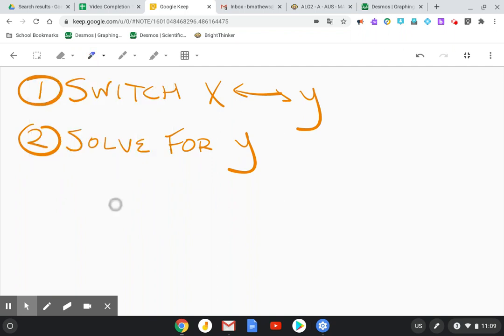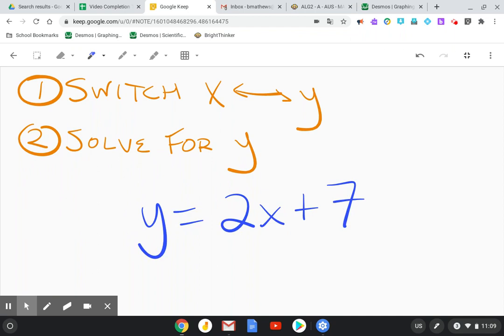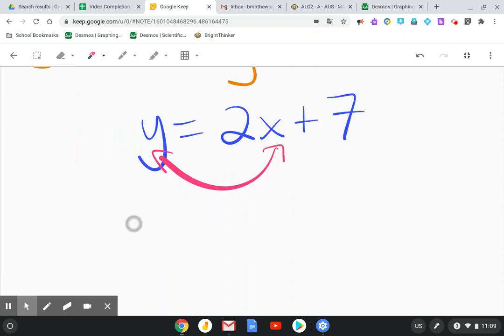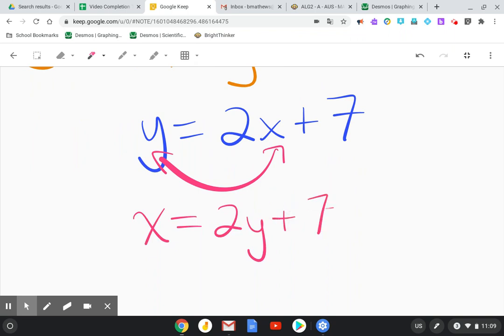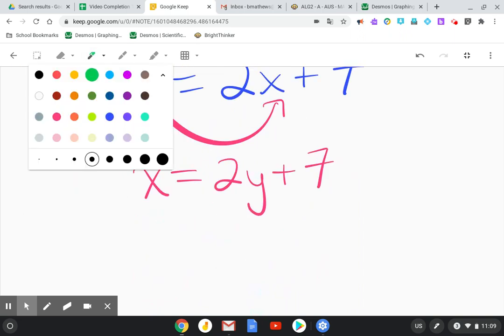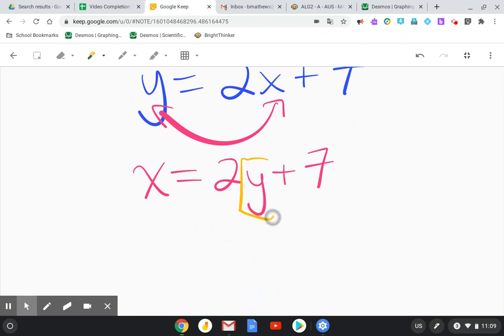Let's say we have y equals 2x plus 7. First step, switch x and y. Let me do a different color on that one. Switching x and y gives me a new function, x equals 2y plus 7. Then it says to solve for y. In other words, I need to now get y by itself, so I need to get rid of everything over here.